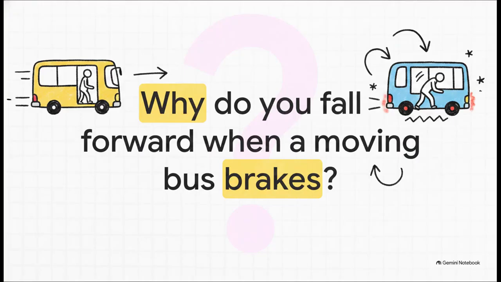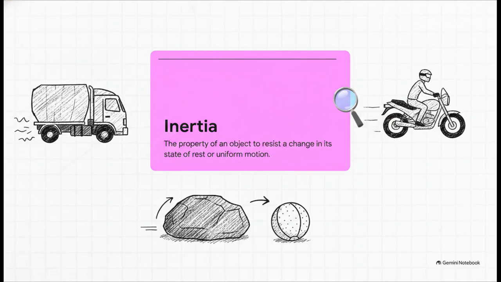So, here is a super classic NCERT question for you. Picture it. You're standing up in a moving bus, right? Suddenly, the driver slams on the brakes and you stumble forward. Why does that happen? I want you to actively think about the reasoning for a second. What exactly is happening to your body compared to what's happening to the bus? Well, the answer is inertia.